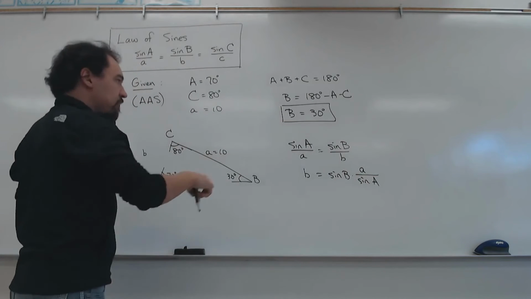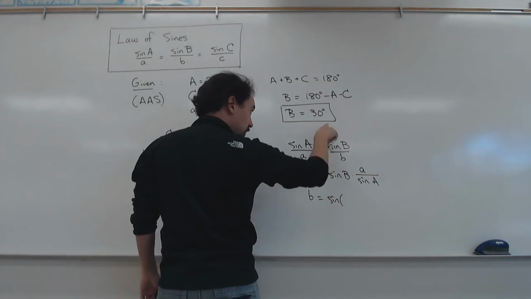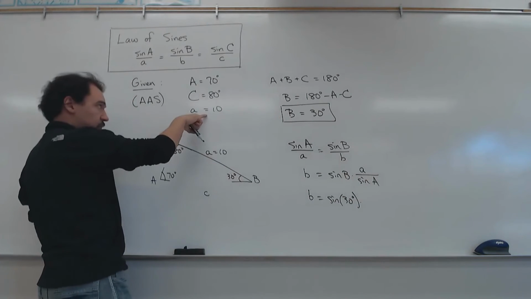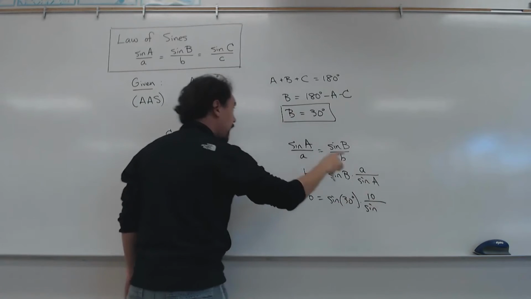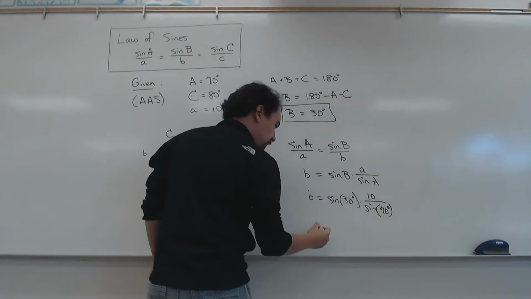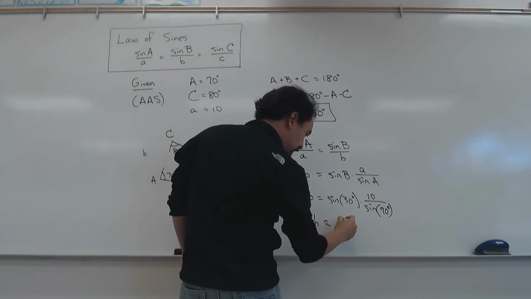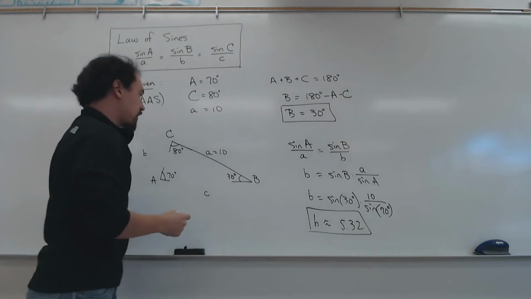Now we can fill in those numbers by saying lowercase b then is sine of 30 degrees multiplied by lowercase a, which is 10, divided by sine of angle A, which is the sine of 70 degrees. Now we can plug that into a calculator and get an approximation that says 5.32. That is the approximate length of side b.